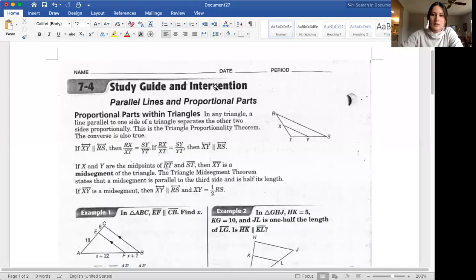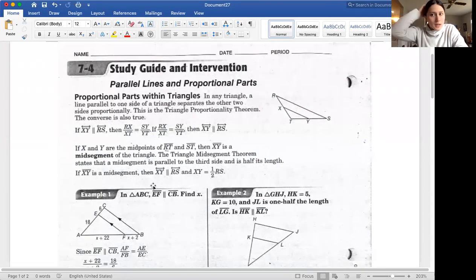Hi guys, this is the video for Chapter 7, Lesson 4. This is the last lesson of Chapter 7 we're going to do. After this, it will be the test. So make sure that you do some review. You can find a review test in your book and look over your old study guides and all that. But our next class period will be a test over this material.